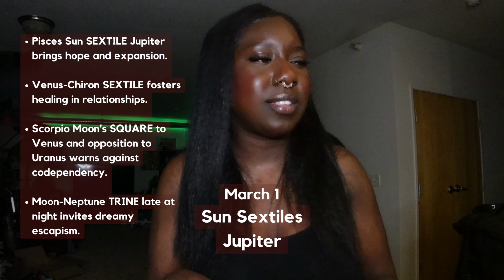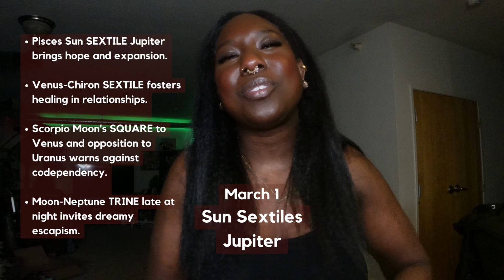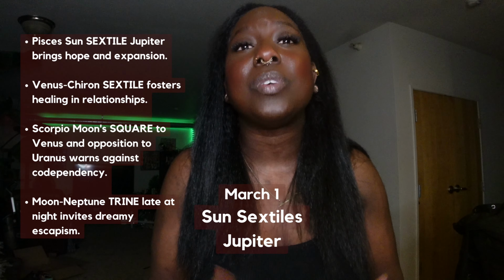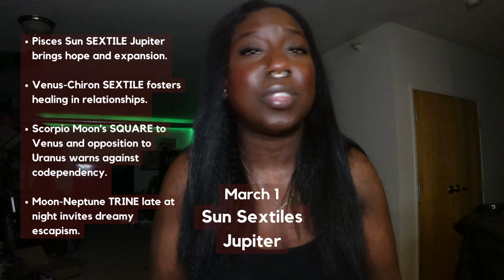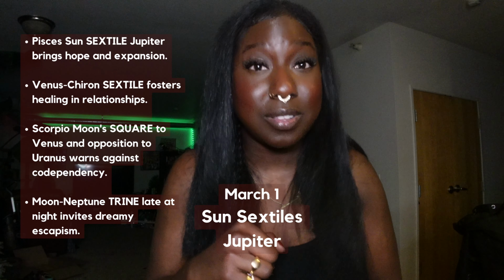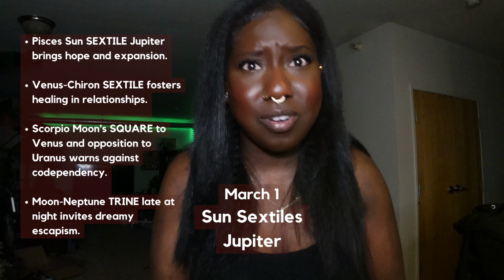This energy is supported with a very harmonious sextile between Venus and Chiron, and this is going to be advancing or supporting our ability to heal and understand one another within our personal relationships. That being said, we do have a moon in the sign of Scorpio squaring Venus and opposing Uranus in the sign of Taurus.